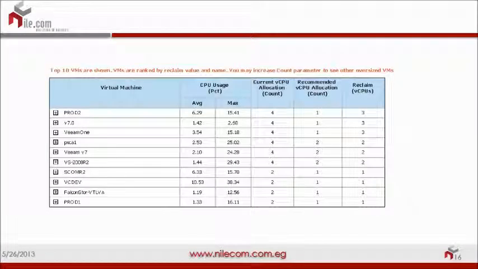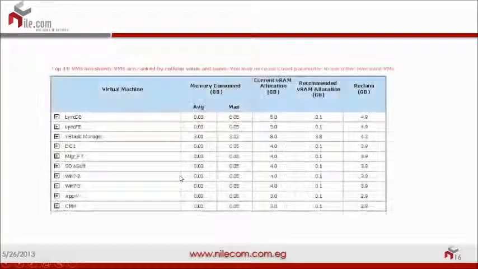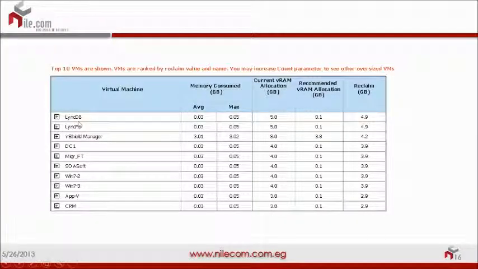So when you run the report, you have two tables. The first table states the number of CPUs that you can reclaim from each virtual machine. So for example, if we take the Veeam virtual machine, we'll see that the maximum CPU is 15.18%, and the allocated CPU is 4 CPU. So we can reclaim 3 CPU because the recommendation is only 1 CPU for this virtual machine according to the workload. The second part of the report is the memory allocation.